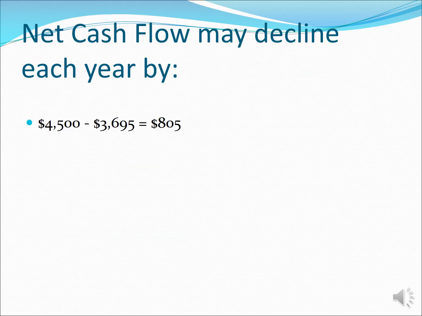So now we deduct the required annual cash flow figure from the actual cash flow, that is $4,500 minus $3,695 to give us the figure $805. So the net cash flow may decline by $805 each year, and that is the margin of safety.